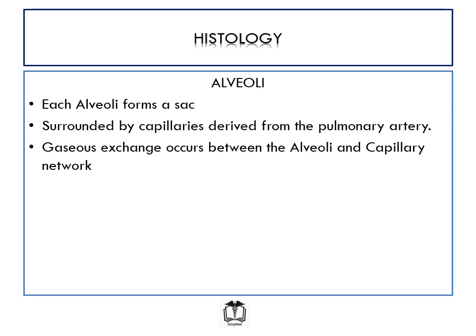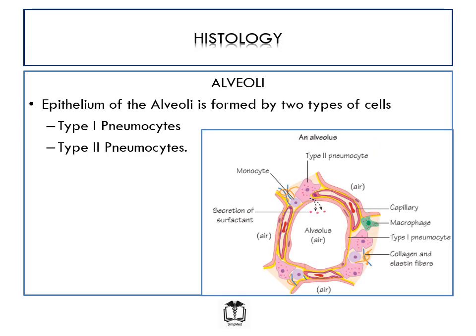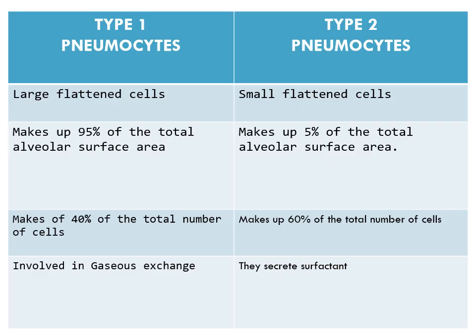As I said before, the alveolus is a sac-like structure surrounded by capillaries, and the contact of the capillaries with the alveoli gives rise to the blood-air barrier. These capillaries are derived from the pulmonary artery, and the gaseous exchange tends to occur between the alveoli and the capillaries as a result. Within the alveoli, we have two major types of cells. This includes the type 1 pneumocytes and the type 2 pneumocytes. Each of them has different functions, and I'll talk about that in the next slide.